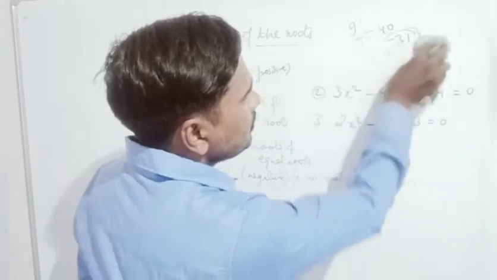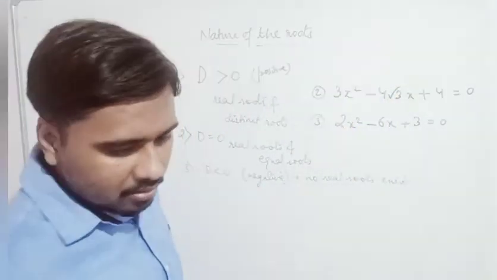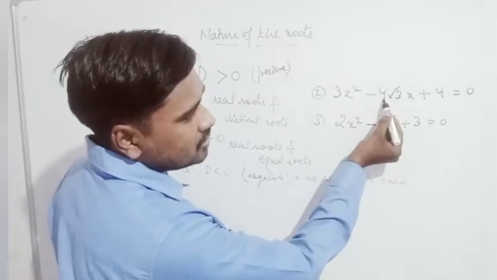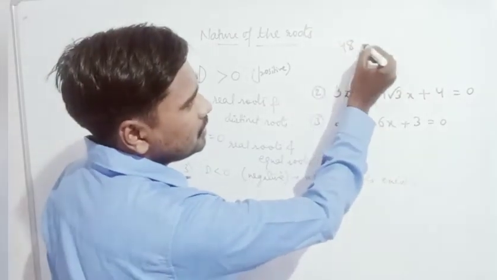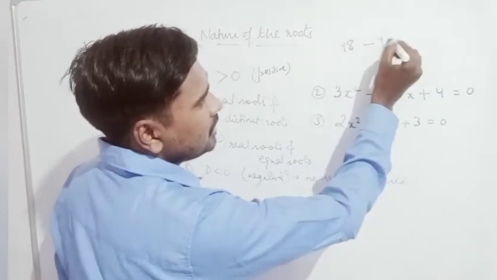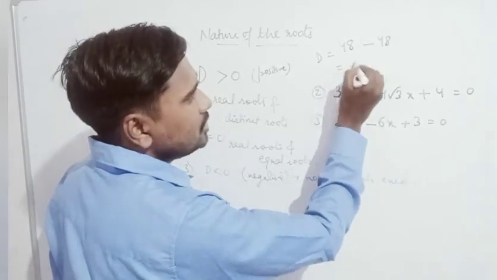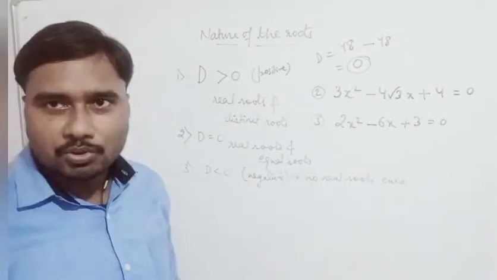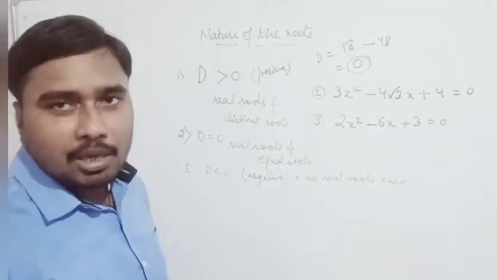Okay? Now see the second question. Find the value of D. B square means 16 3 is 48, minus 4 into 3, 12 4 is 48. So D is coming 0. So that means real roots exist but equal roots. The value of x will be the same.